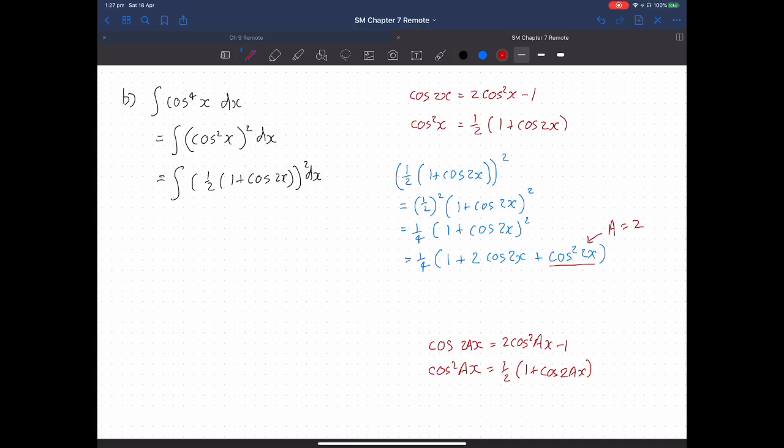As we said, a is equal to 2, so substituting into that formula, what we now have is 1/4 times 1 plus 2 cos 2x, plus 1/2 times 1 plus cos, a being 2, 2 times 2 is 4x, all squared.